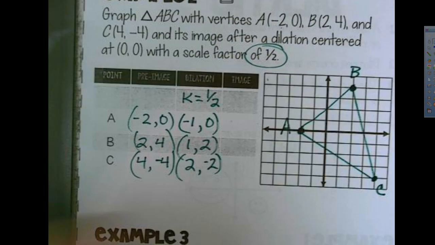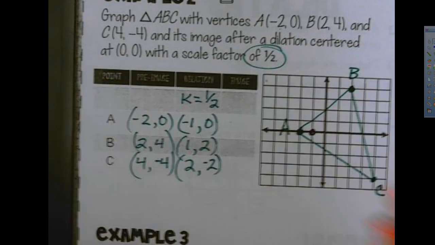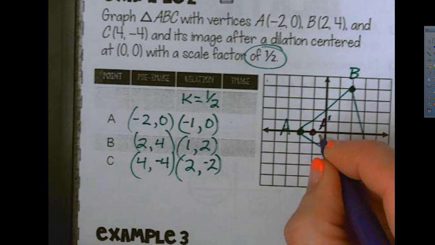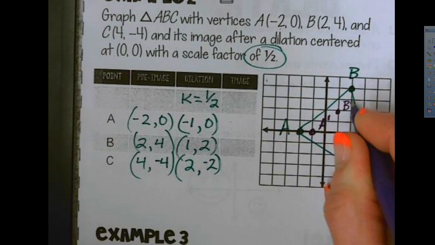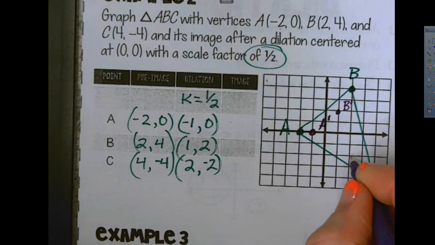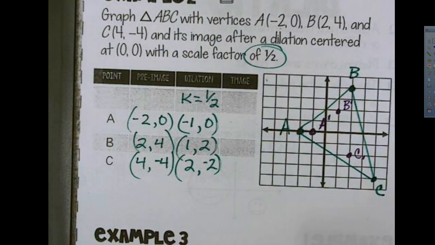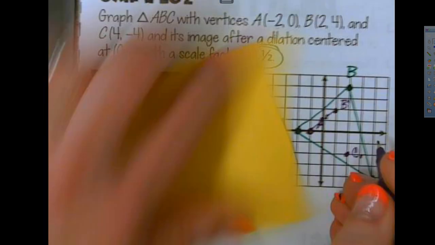-1, 0, and I'm going to use a different color here. I think it'll be easier to see then. -1, 0, so I'm going to label that A prime. 1, 2, B prime, and 2, -2, C prime. And so now you can see that we have reduced it.